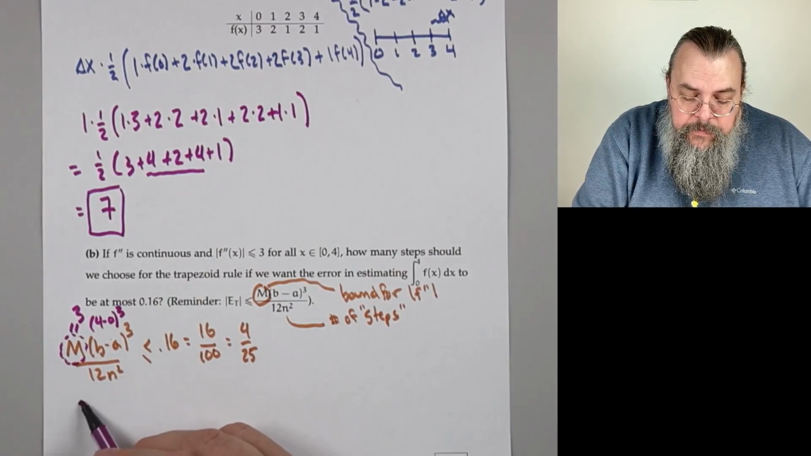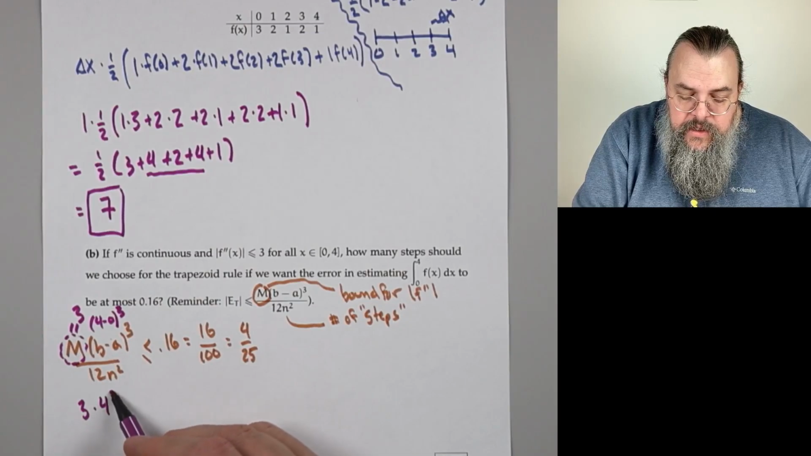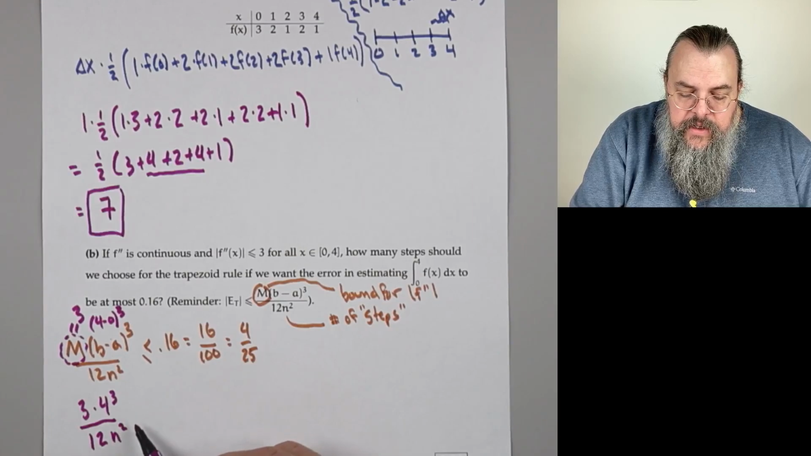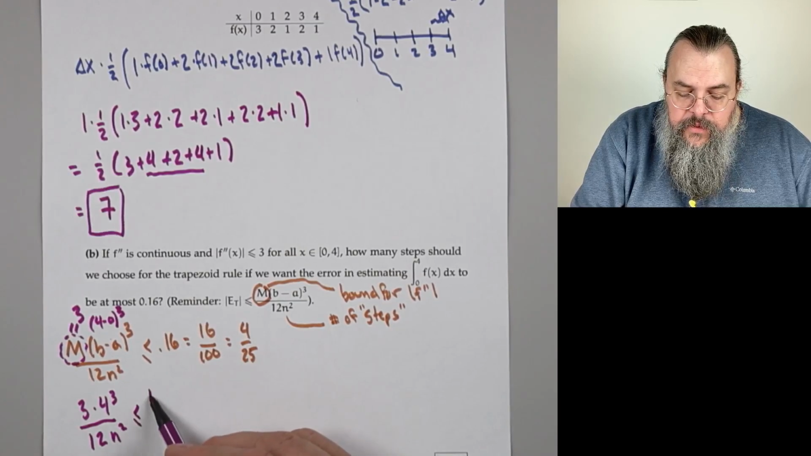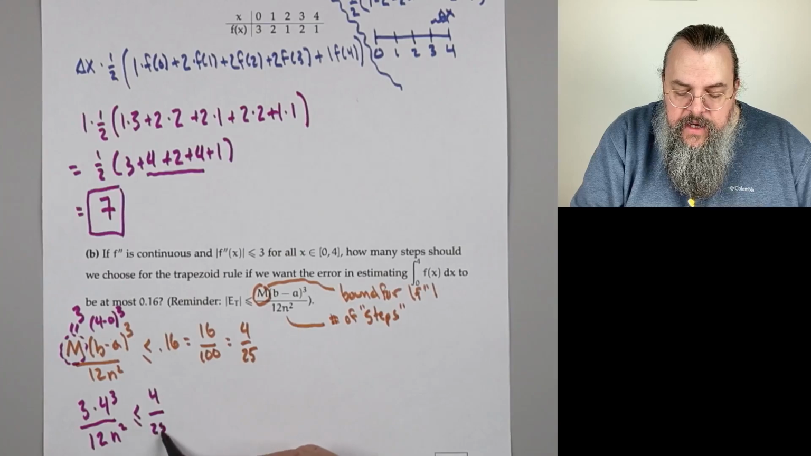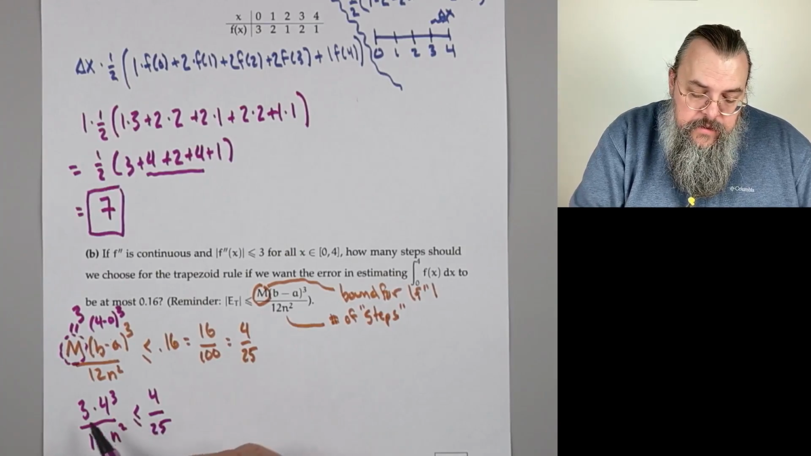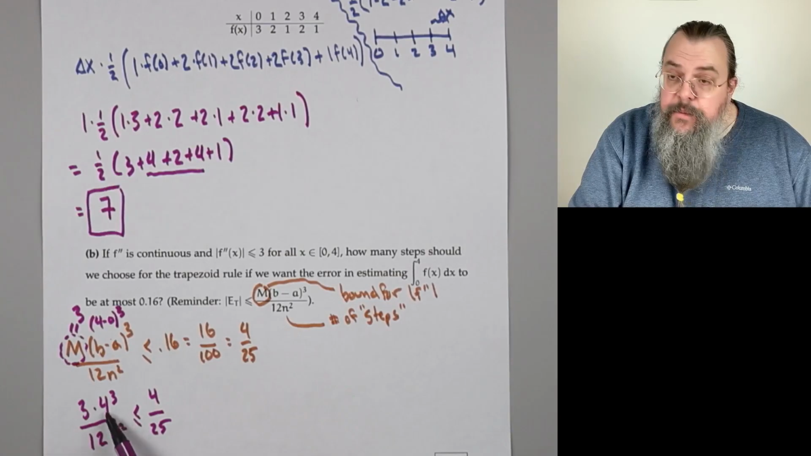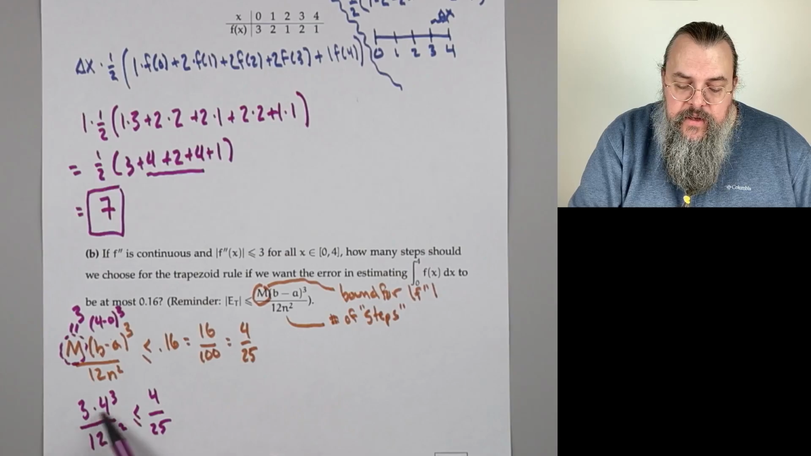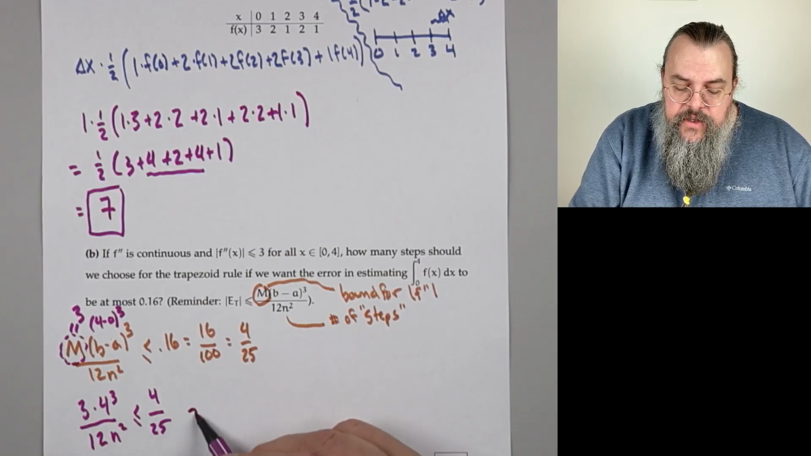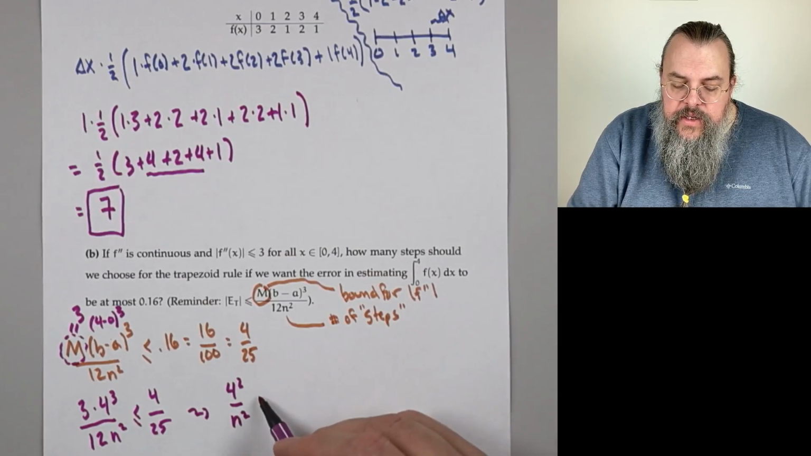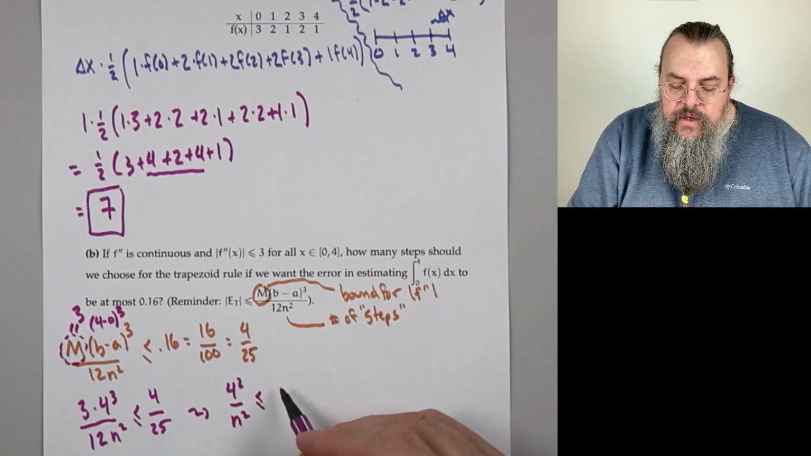We need 3 times 4 cubed over 12 times n squared to be less than or equal to 4 over 25. Now, we can save ourselves some work by cleaning things up. Notice I have a 3 and I can pull off a 4, and that would give us a 12, so I can get a cancellation. So we can get 4 squared over n squared should be less than or equal to 4 over 25.